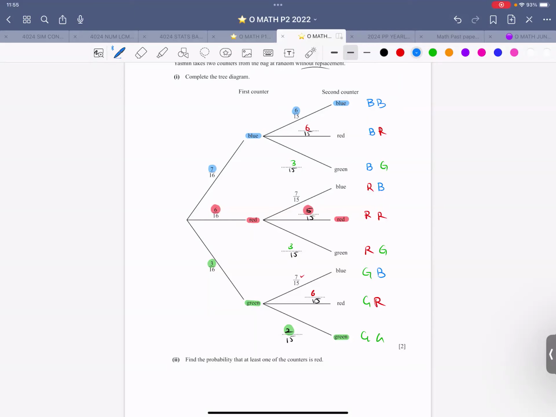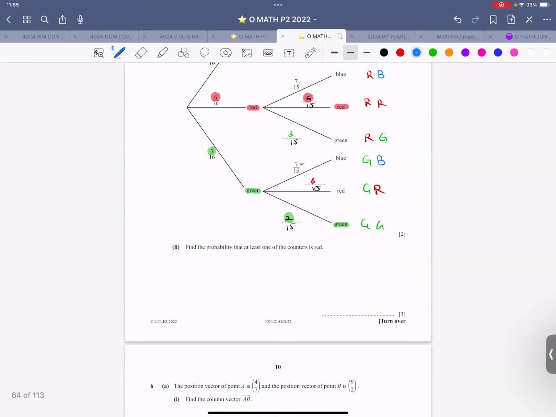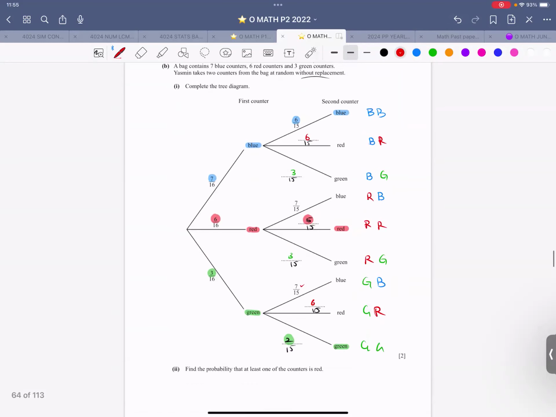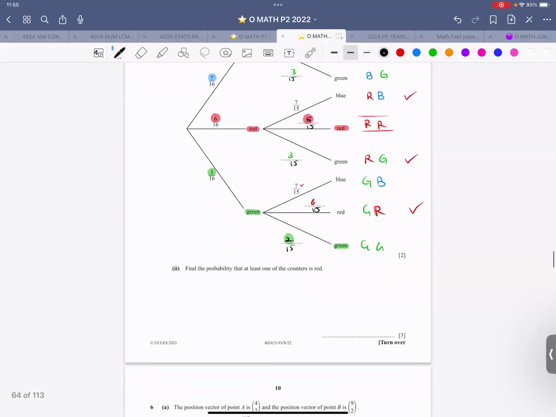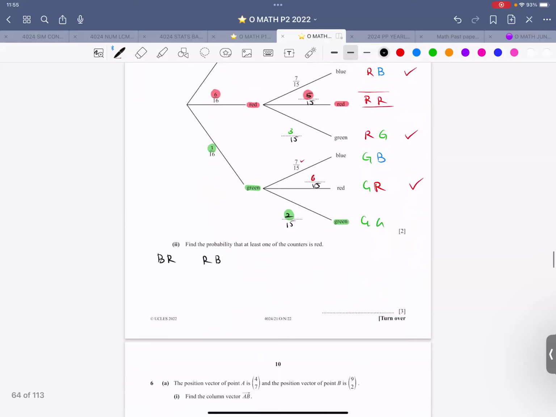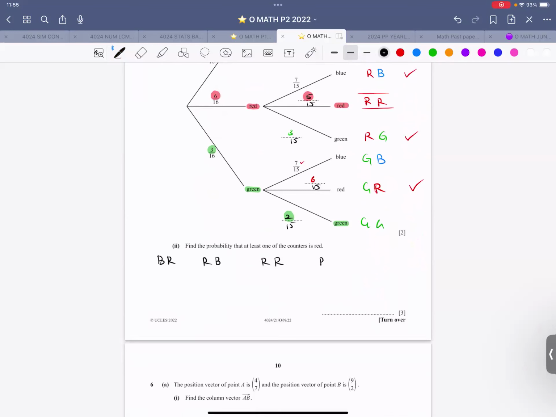Now, we are interested in at least one of the counters being red. So basically, I can have blue, red. I can have red, blue. I can have red, green. I can have green, red, and I can even have red, red. So I need 5 of them: blue red, red blue, red red, red green, green red. This is at least 1. That is exactly 1 plus exactly 2, because there are a total of 2 cards taken out.